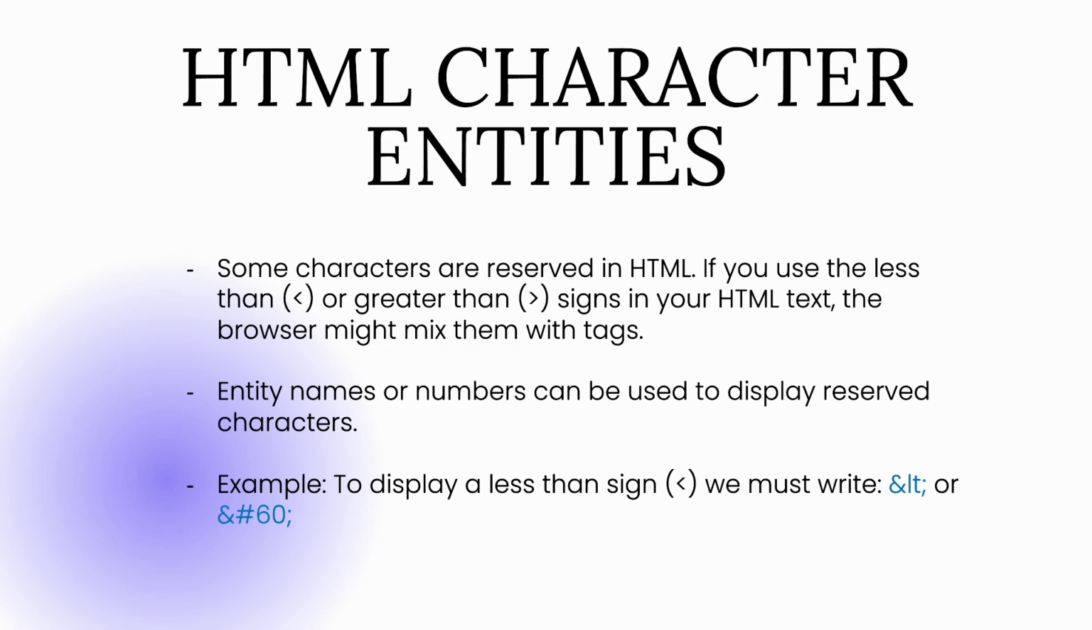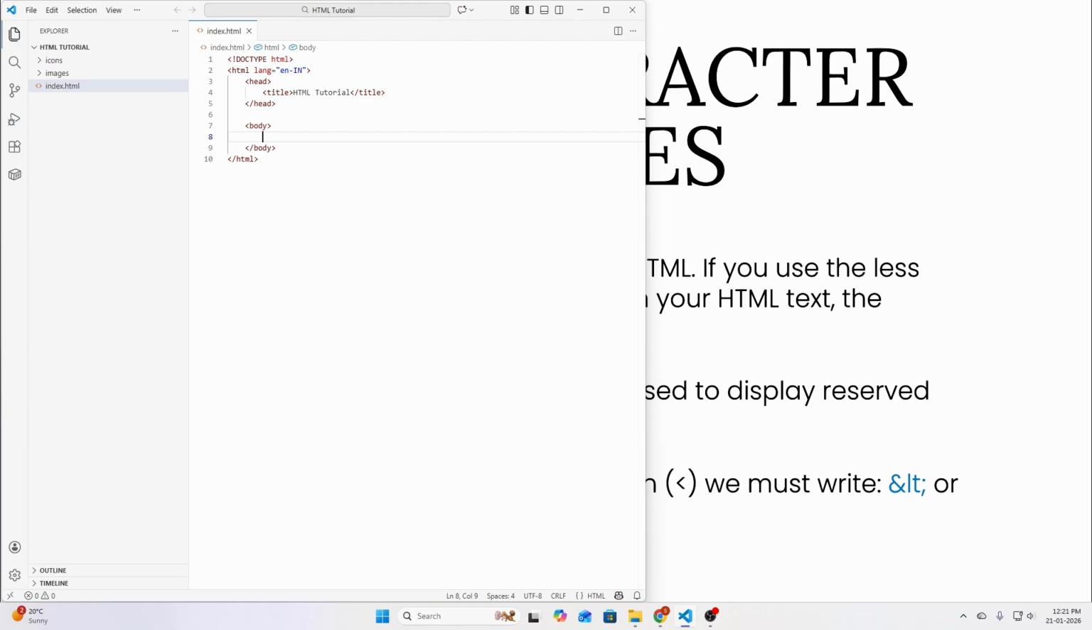Before actually going to code them, let's talk about why we need character entities. We need character entities to display reserved HTML characters, to show special symbols, and to avoid code errors. Now, the entity names or entity numbers can be used to display reserved HTML characters. So for example, let's go to our Visual Studio Code here. HTML character entities usually start with an ampersand and end with a semicolon. For example, to display a less than sign, we write ampersand, then LT, then a semicolon.